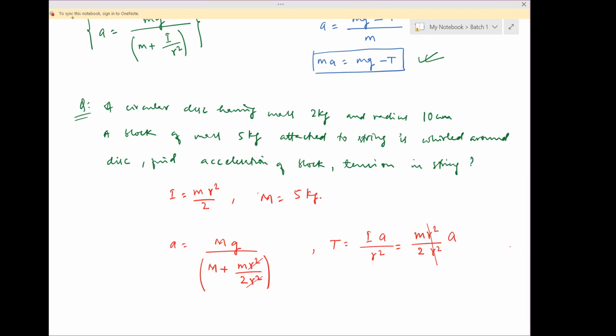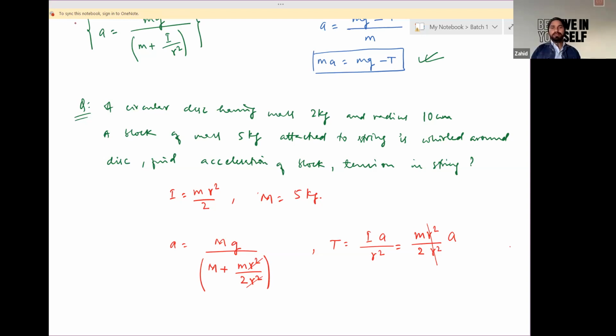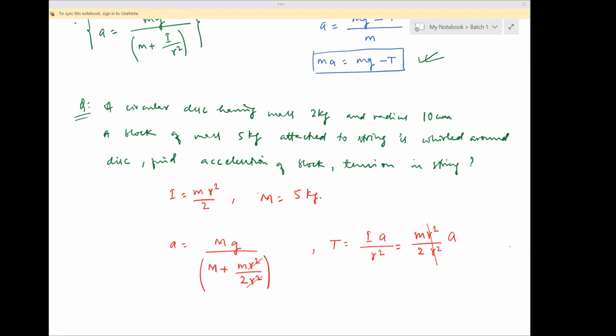So do we have to convert kg into grams? kg is an SI unit. Okay.